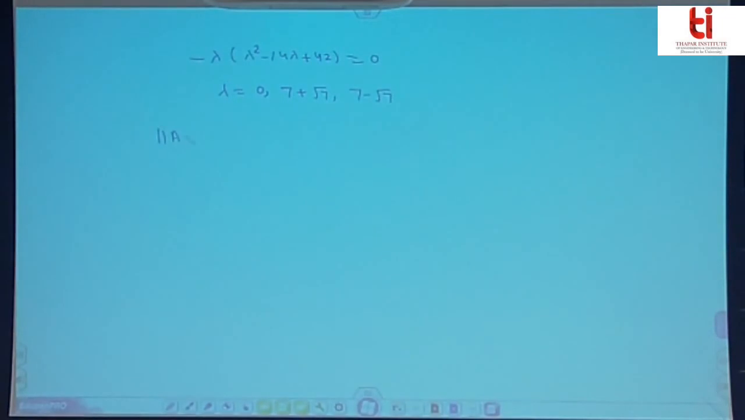So the norm of A is what? That is the maximum of the eigenvalues of A transpose A, that is the rho of A transpose A, just the spectral radius of A transpose A. So what is the maximum value out of these? 7 plus under root 7. The value is 3.10. Okay, so done.